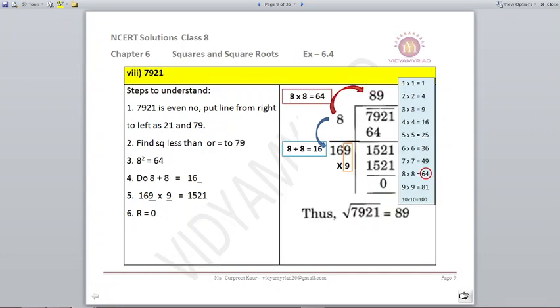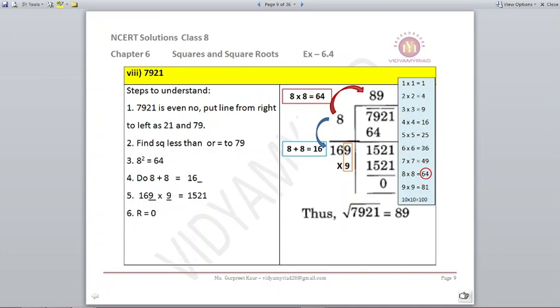Next, 7921. 2 pairs, 79 and 21. Where will 79 nearby number? 8 8s are 64, and 8 plus 8 is 16. So you can see the arrows, and you can probably now must have found it very easy till now. So try doing practice. No need to write these squares on the side. This is just written for your convenience.